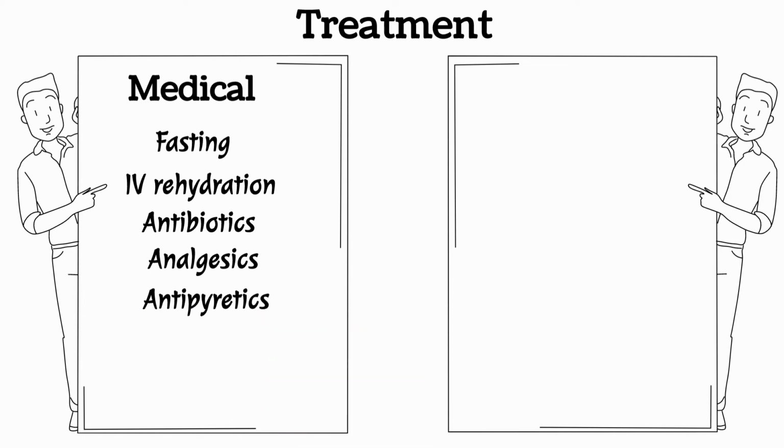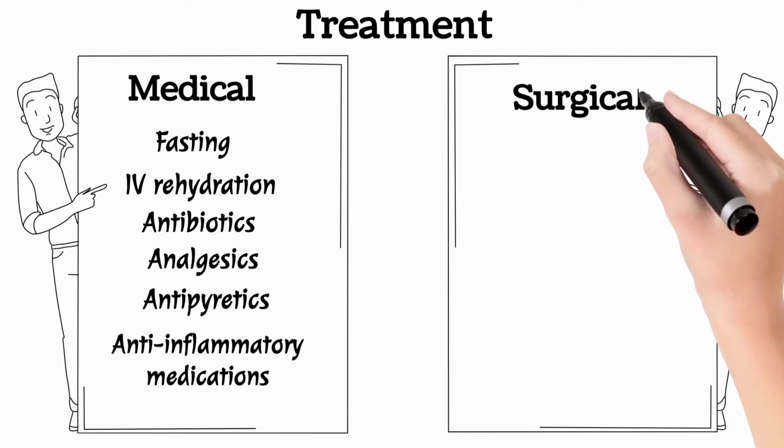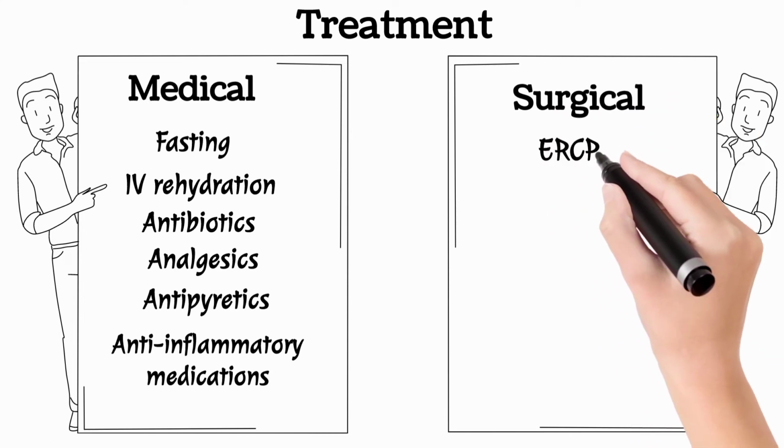Antipyretics. To counteract the slight increase in temperature, which comes as a result of the inflammation. Anti-inflammatory medications. To relieve the symptoms of inflammation. When medications can't take care of this pathology, surgery might be a good alternative. Surgical procedures like ERCP and a laparoscopic cholecystectomy.